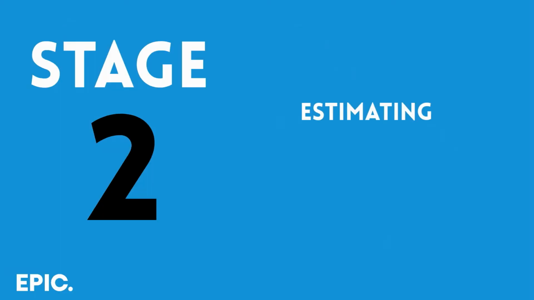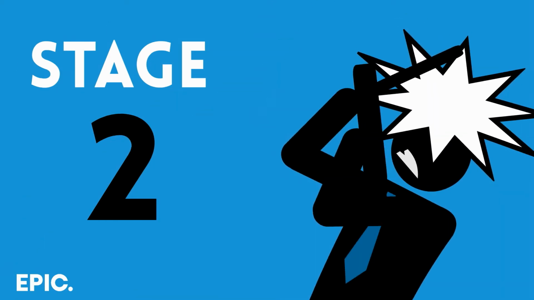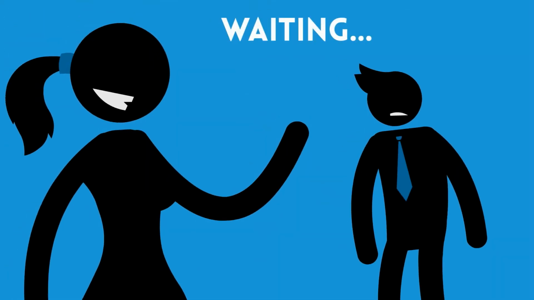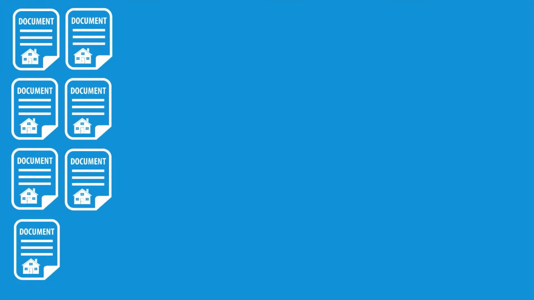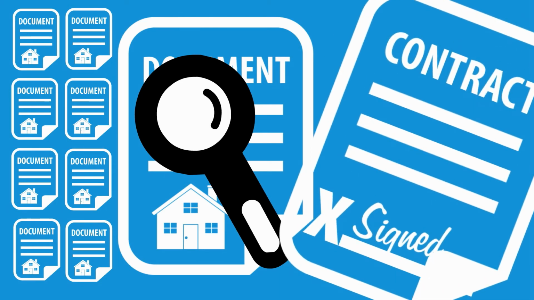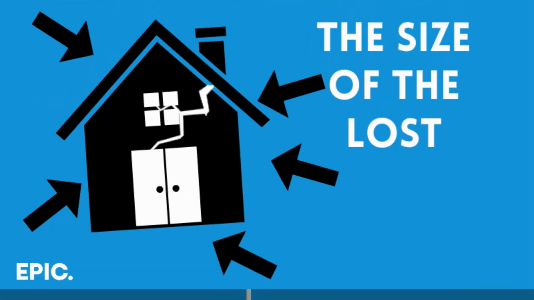The estimating, approval, and contract process can sometimes be the most challenging part of a claim for property owners. During this stage of a loss, the property owner does not always understand the time that it takes to prepare all the documents, have them reviewed, and then receive a signed contract. While we make every effort to speed up this process, it could take several weeks to complete, depending on the size of the loss.